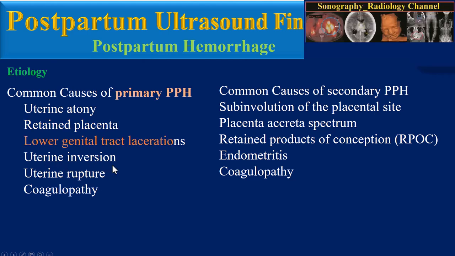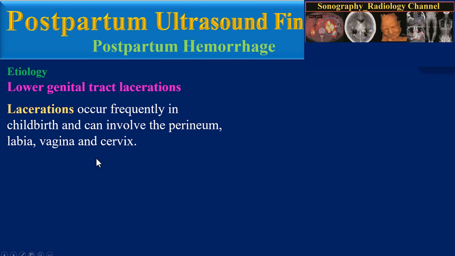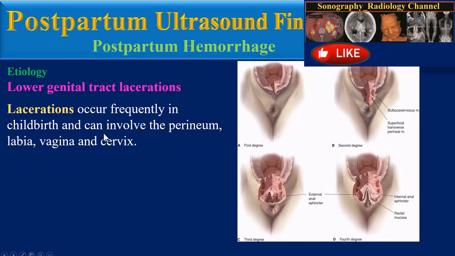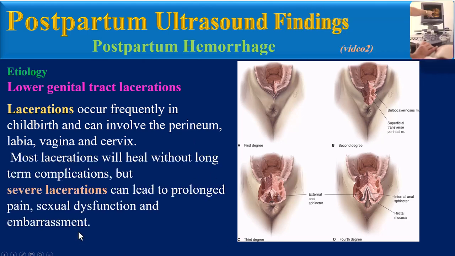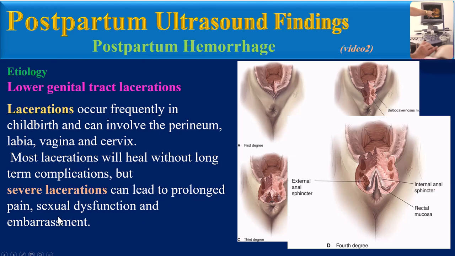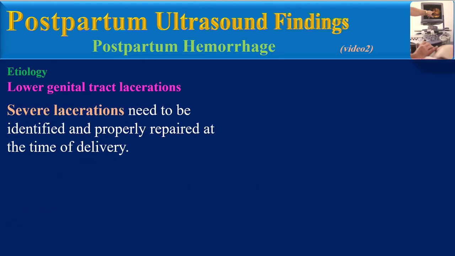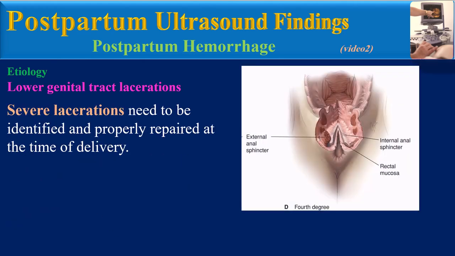Lower genital tract lacerations. Lacerations occur frequently in childbirth and can involve the perineum, labia, vagina, and cervix. Most lacerations will heal without long-term complications, but severe lacerations can lead to prolonged pain, sexual dysfunction, and embarrassment. Severe lacerations need to be identified and probably repaired at the time of delivery. Of course, genital tract lacerations are clinically diagnosed by gynecologists and there is no need for imaging.